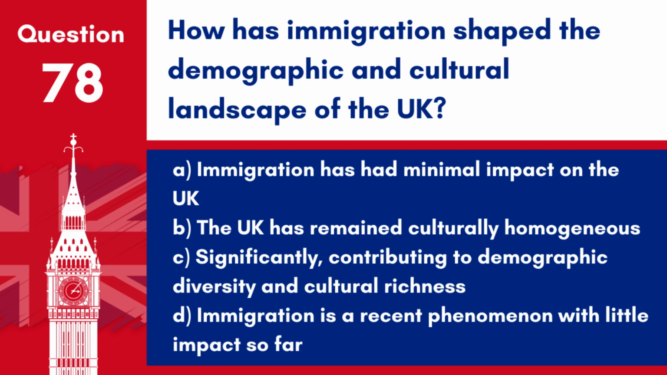Question 78. How has immigration shaped the demographic and cultural landscape of the UK? A. Immigration has had minimal impact on the UK. B. The UK has remained culturally homogeneous. C. Significantly, contributing to demographic diversity and cultural richness. D. Immigration is a recent phenomenon with little impact so far. Answer: C. Significantly, contributing to demographic diversity and cultural richness.